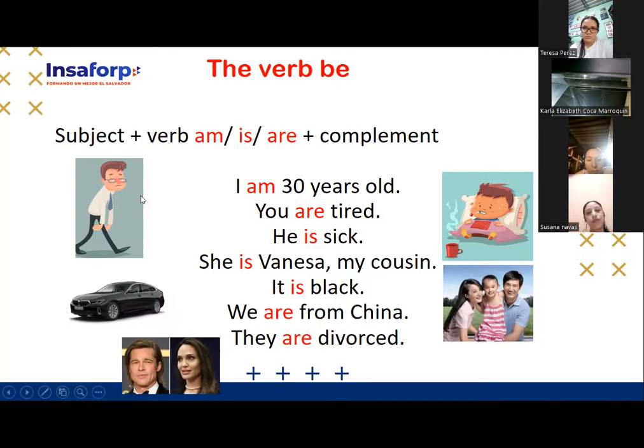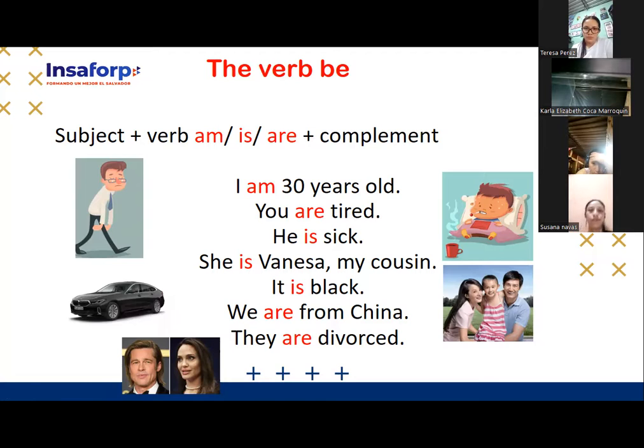You are tired. After work, después del trabajo, you are tired. He is sick. Poor. He is sick. He needs to go to the doctor. Another example. Bueno, entonces lo usamos para decir cómo me siento, cómo se siente alguien, cómo está alguien, enfermo, cansado. También para presentar a alguien.